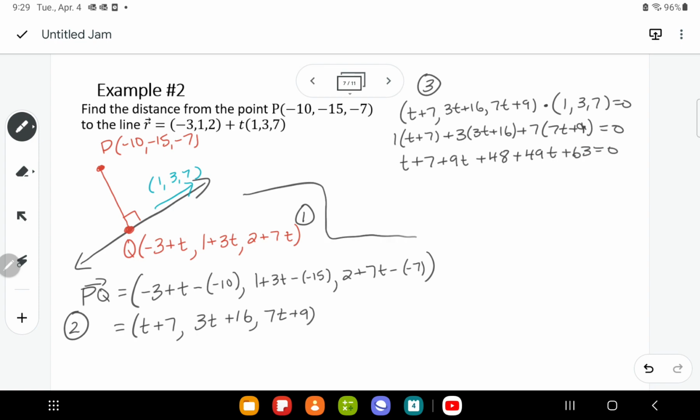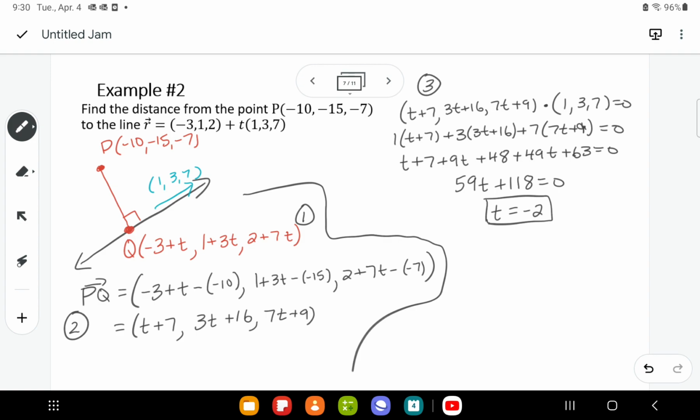And I think I have organized this so that the t is a nice whole number. I very much hope that I have. I get 59t, so 63, and 48, and 7. Yeah, plus 118 equals 0. So then t is -2. Much nicer when it's not a messy fraction.